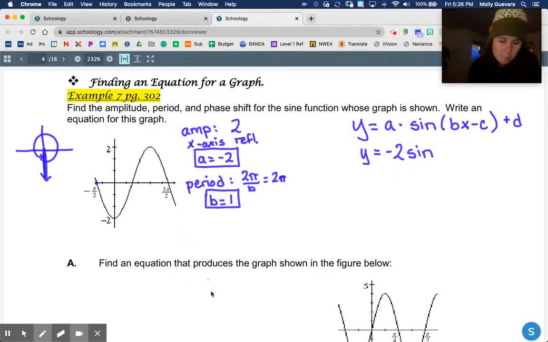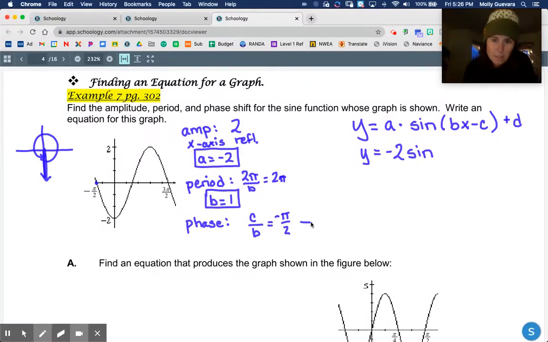Okay? And then the last thing is the phase shift. I know that there's no vertical shift, but my phase shift, this has obviously been moved to the left, X number of units. So remember that phase shift is always C over B. And in this case, I know that C over B is negative pi over 2 because I've moved over negative pi over 2. Right? That's where my starting value is.